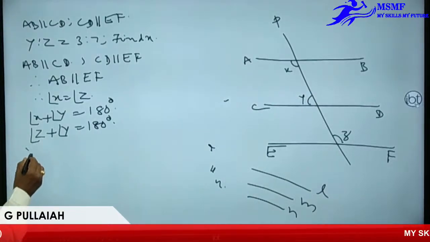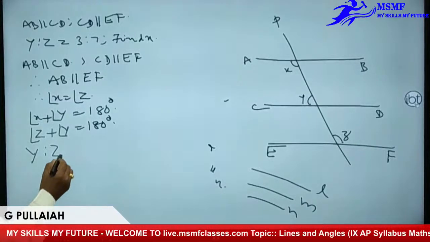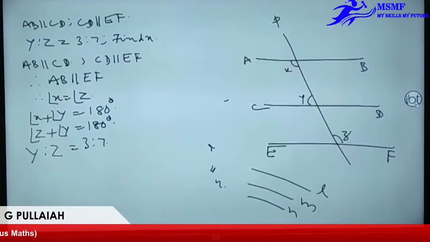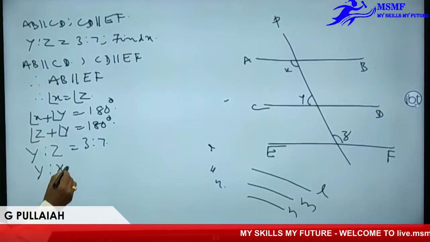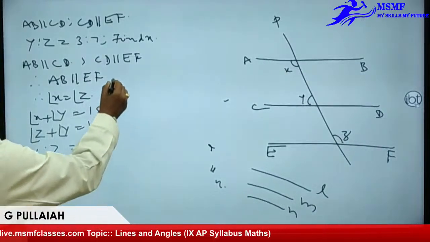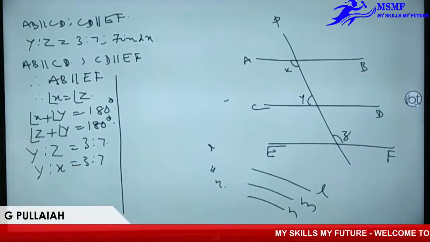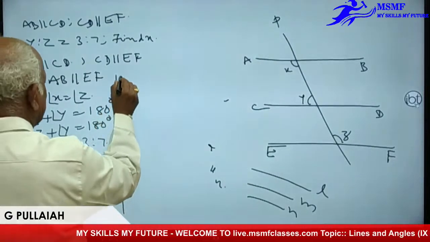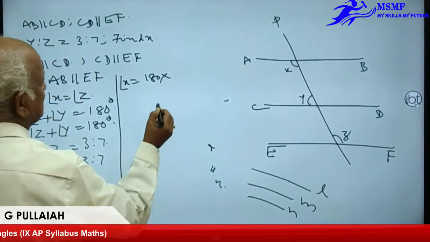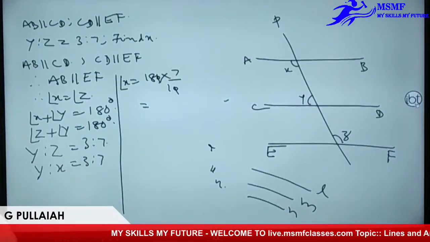Now it is known that y is to z is equal to 3 is to 7. So here in the place of z we can write x, so y is to x is equal to 3 is to 7. Now, x plus y is equal to 180 and y is to x is equal to 3 is to 7. So if you want to find the value of x, angle x is equal to 180 degrees into 7 by the total, which is 10. So 18 sevens are 126.